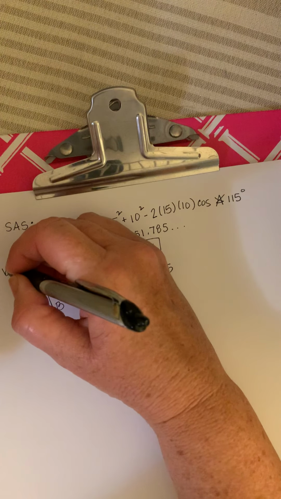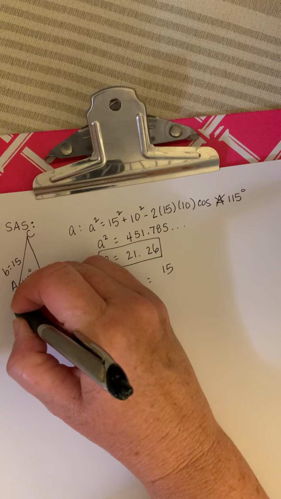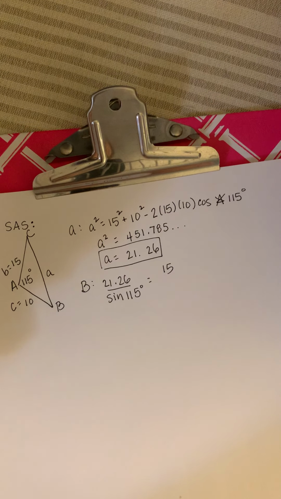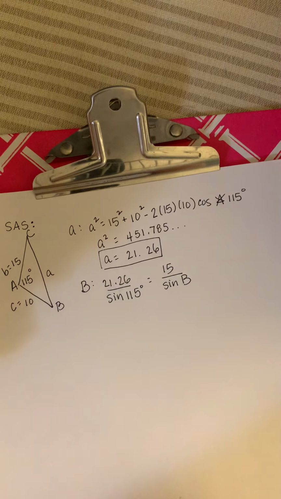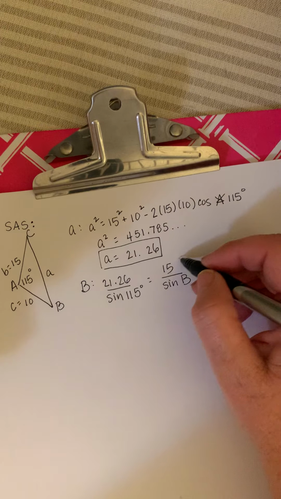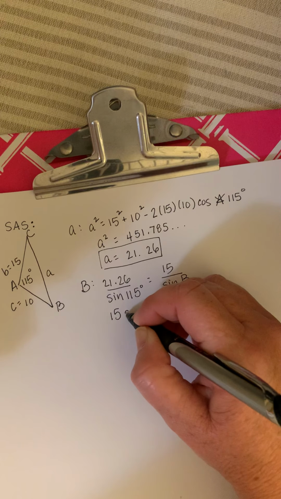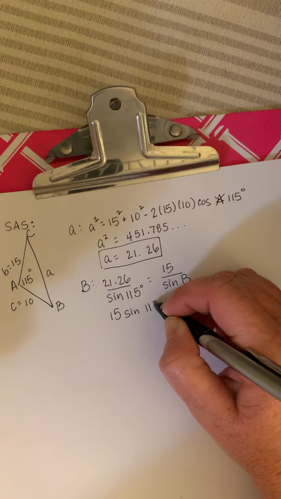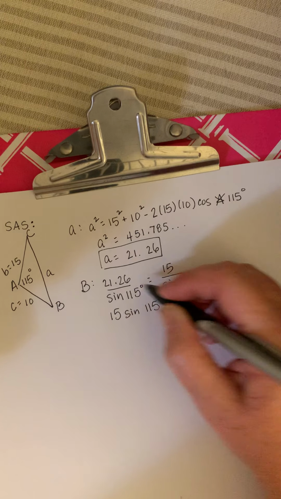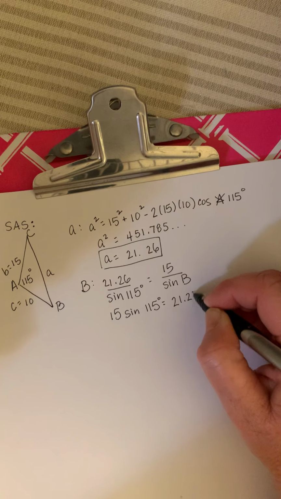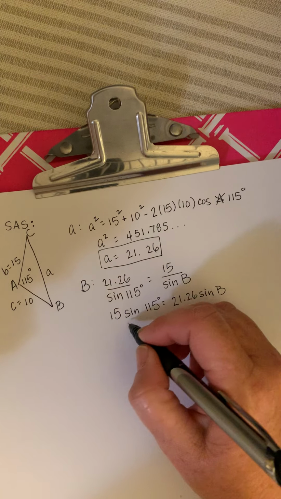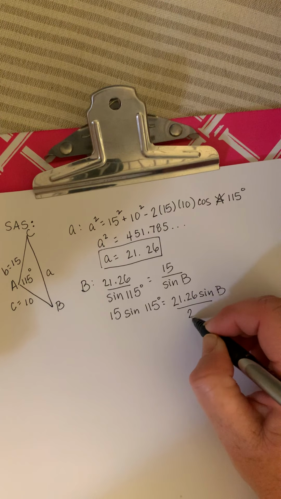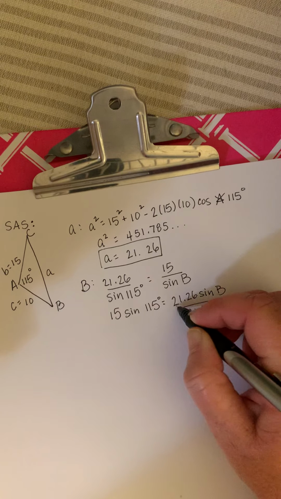By the way, I didn't label this. I think that was probably clear. Okay, over the sine of B. Okay, I'm going to cross multiply. Okay, so 15 times the sine of 115 equals 21.26 times the sine of B. And I'm going to divide both sides by 21.26.